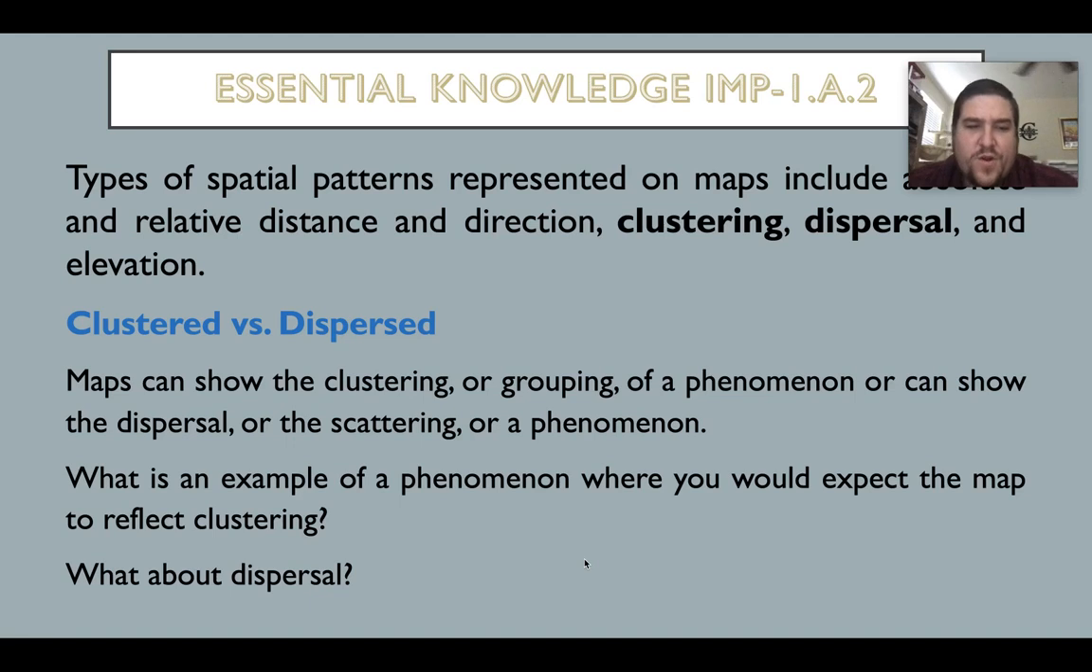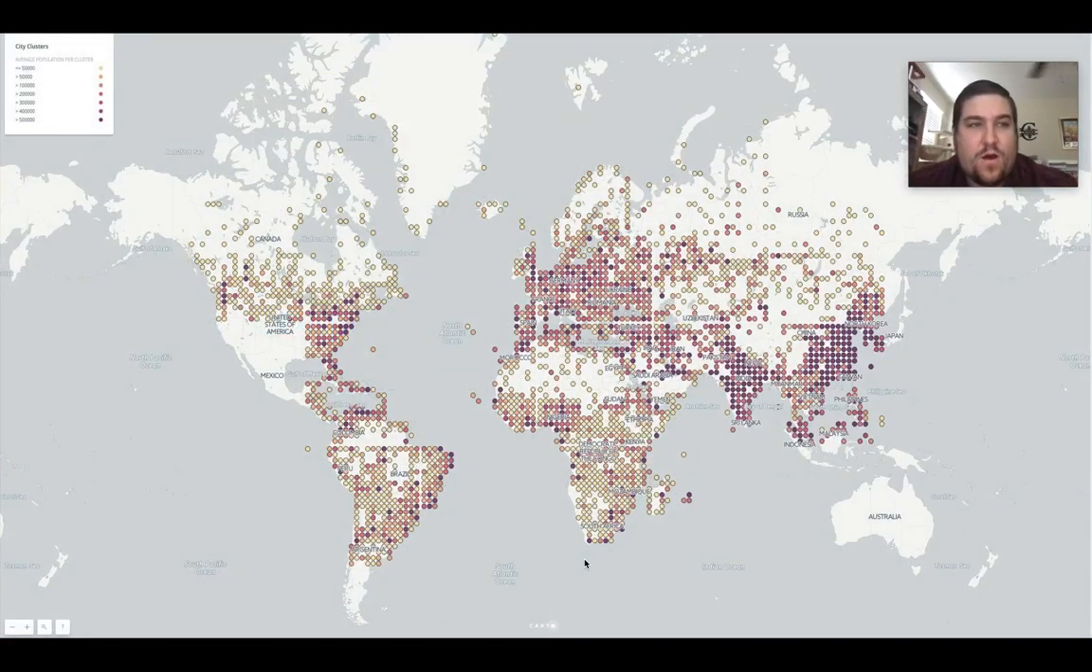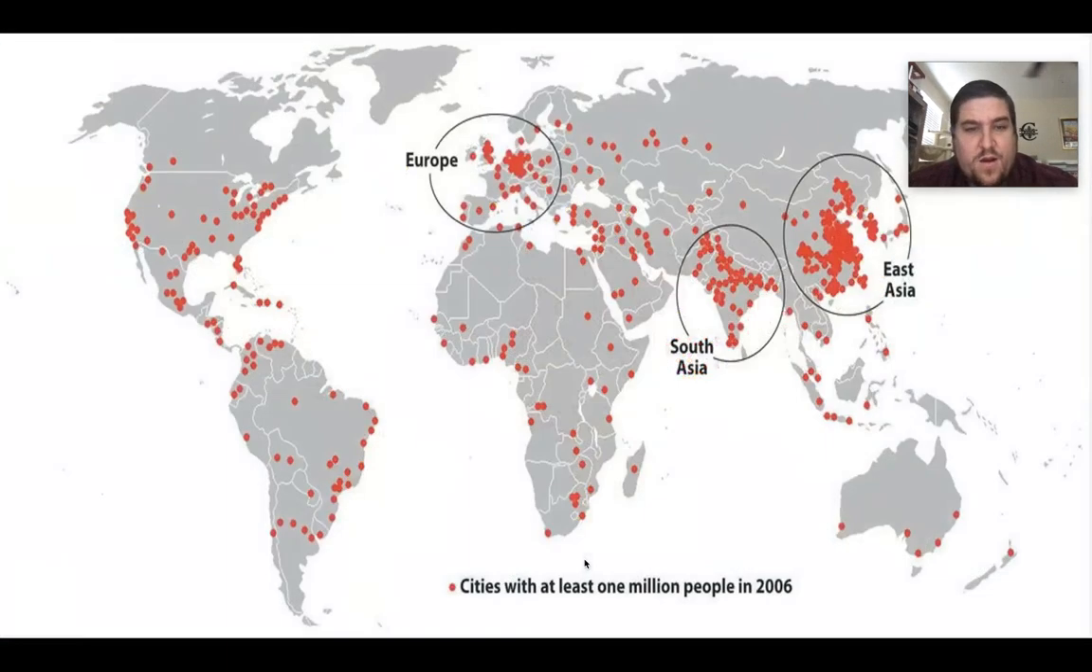Clustered versus dispersed. These are as simple as they sound. Clustered means they're put together. Dispersed means they are separated apart. So this just happens to be the way things are. City clusters, which you're seeing here. Cities with at least 1 million people.